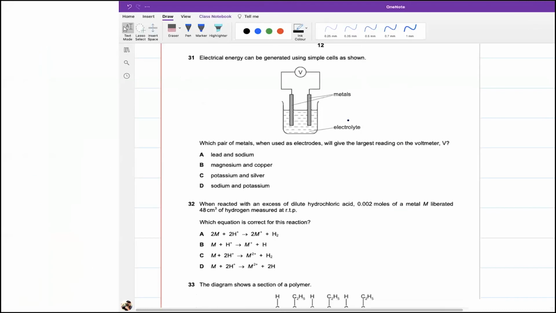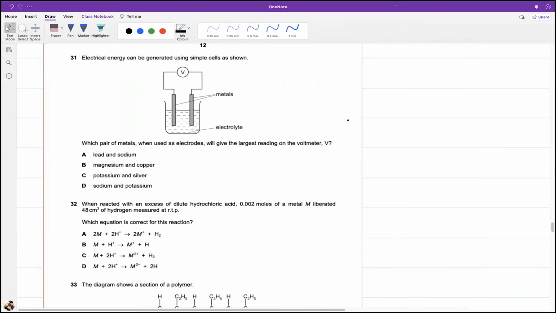So reactivity series range में रखें. So हमारे पास lead and sodium quite far away, but magnesium and copper, I think there are 4 elements between magnesium and copper in the reactivity series we use for O level. So lead and sodium is still better. Potassium and silver, definitely. Potassium is on one extreme, silver is on the other extreme. Definitely, this is the answer. Sodium and potassium तो बिल्कुल साथ साथ हैं, उन्होंने क्या करना?